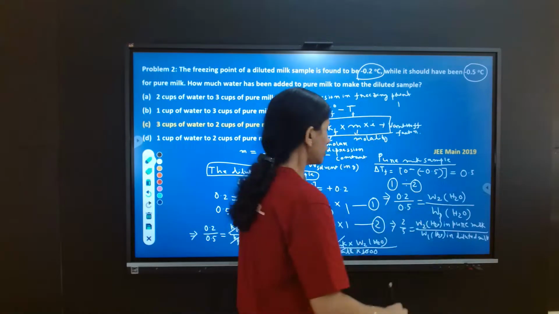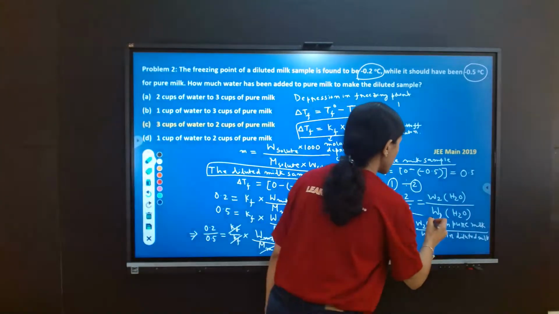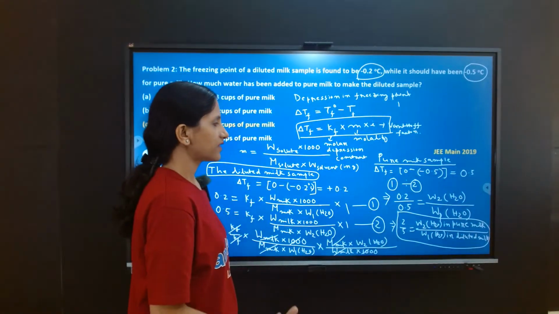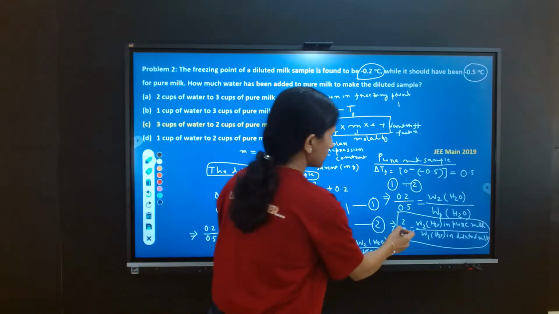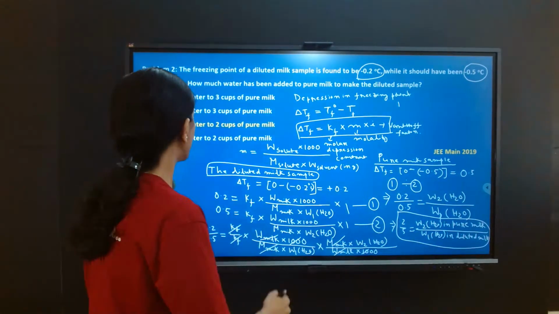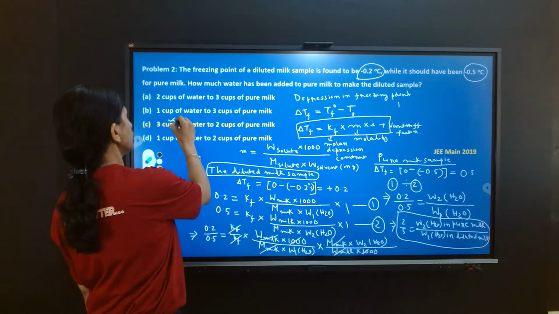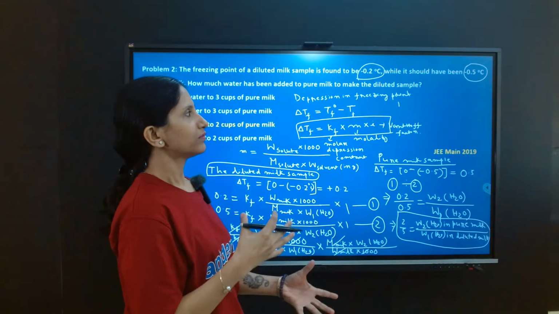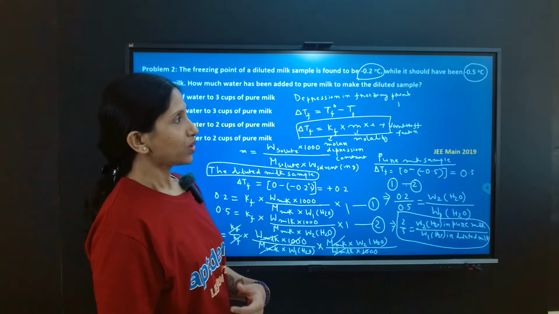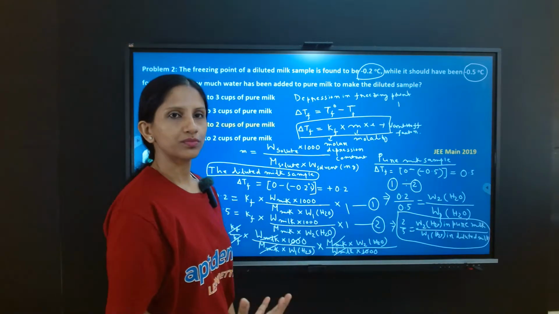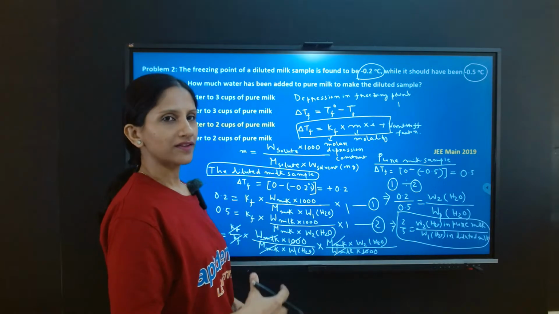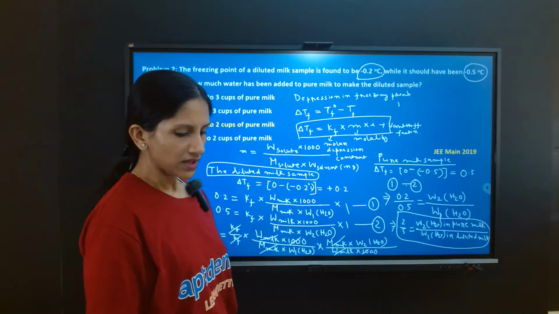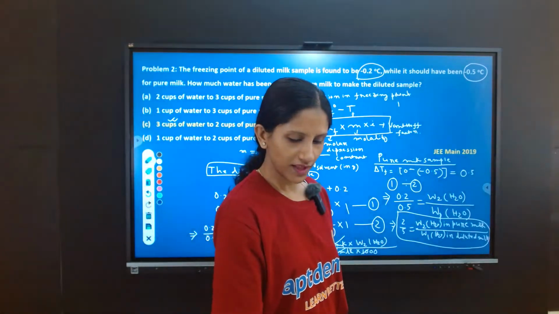So you will be able to say from this expression, which is our final expression, that 3 cups of water is mixed with 2 cups of the pure milk. Now if you check, option C would be your correct option. So if you know the freezing point of the diluted milk sample and pure milk sample, this is the way you should be able to calculate how much water has been added to your milk sample. So I think it is a very helpful and very interesting problem. I think you have thoroughly enjoyed this live session.